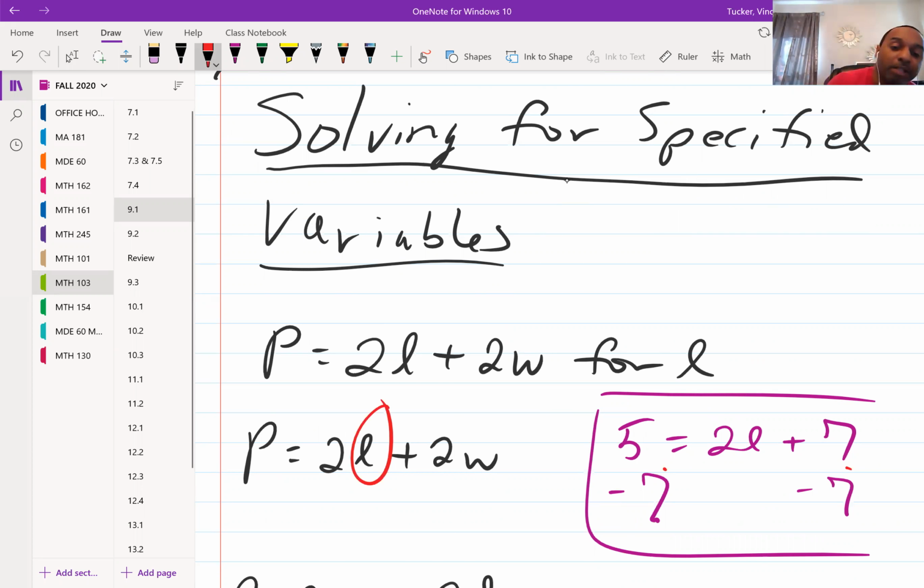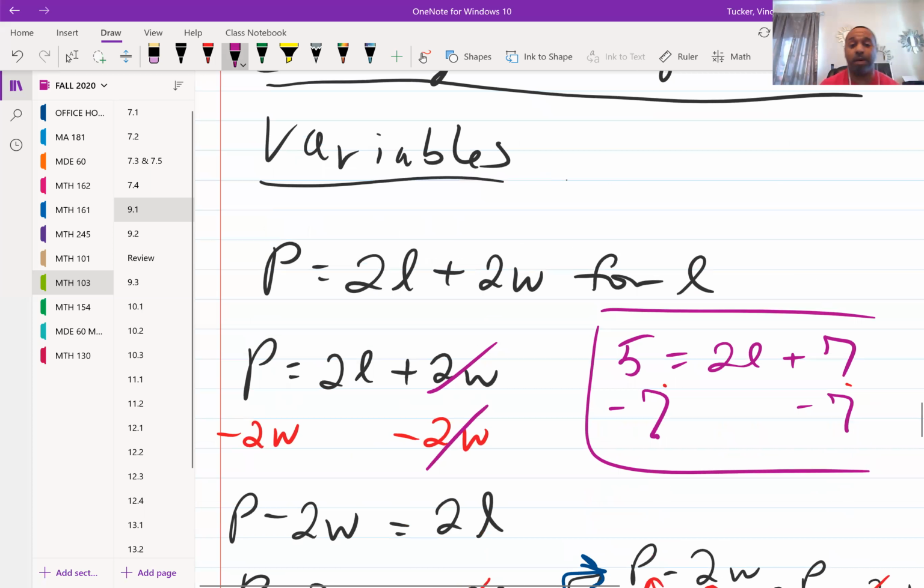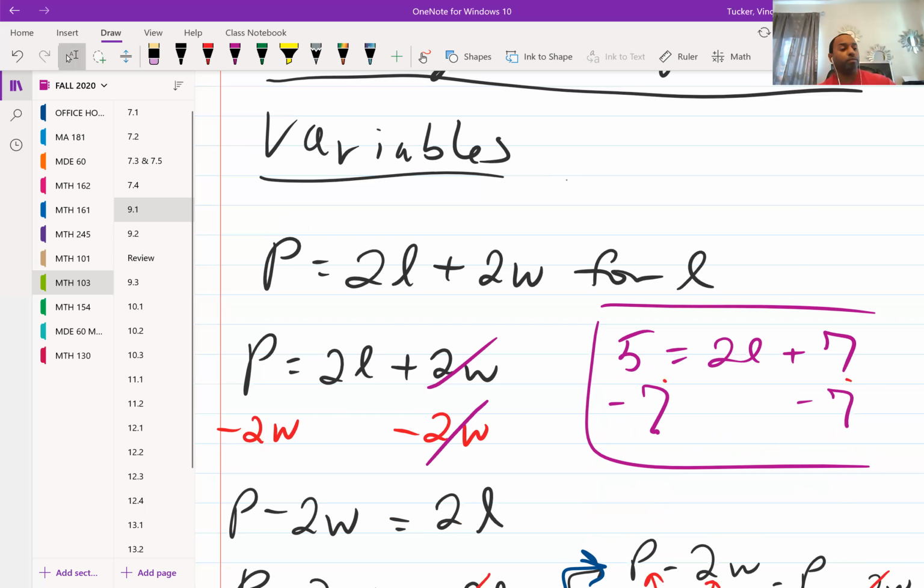So our goal is to get L by itself. You treat these variables as you would numbers. That's what I was emphasizing right here. If I have 5 equal to 2L plus 7, and I wanted to solve for L, the first thing I would do is subtract 7 from both sides. That's the same thing I would do here. I would subtract 2W from both sides. I want to get L by itself, so I move that 2W term to the left side of the equation. And so I'm looking at P minus 2W equal to 2L. Once again, these variables represent numbers, so you treat them the same way you would treat numbers. They're just unknown.